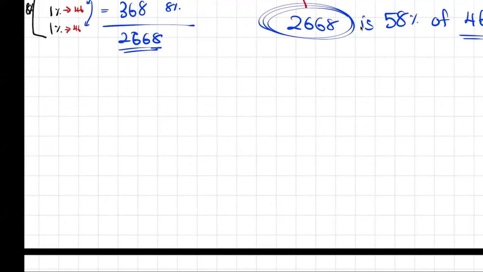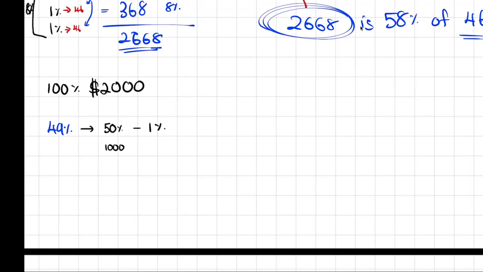So for instance, if I have an original value, 100% is $2,000. If I want to find 49%, I need to find a combination for this, so I will actually use 50% minus 1%. 50% is half of it, which is 1,000. And then 1% of it is actually 20. So I can actually find the answer here. 980 is 49%. Right? So this is one of the ways that you can do it.